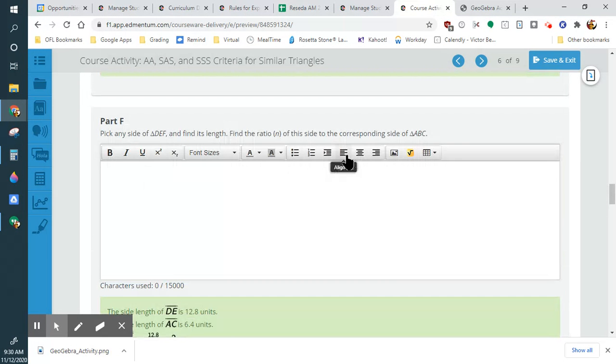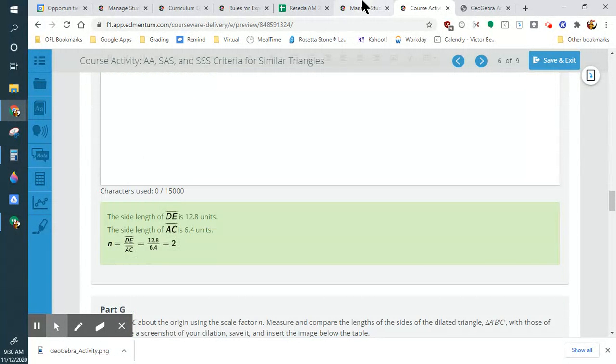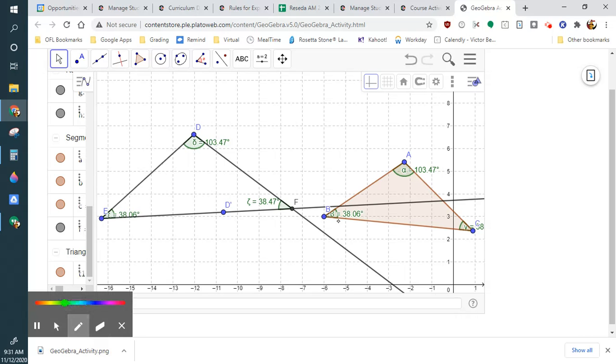And then they want you to take the corresponding side. So always do it new over old. What I mean by that is if you're doing DE, that goes on top, and AB would go on the bottom. So when you're recording this, you want to write.